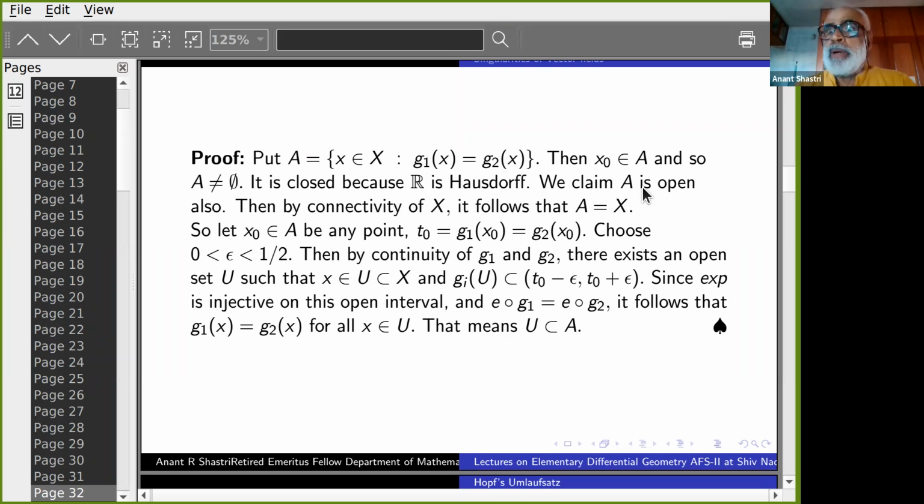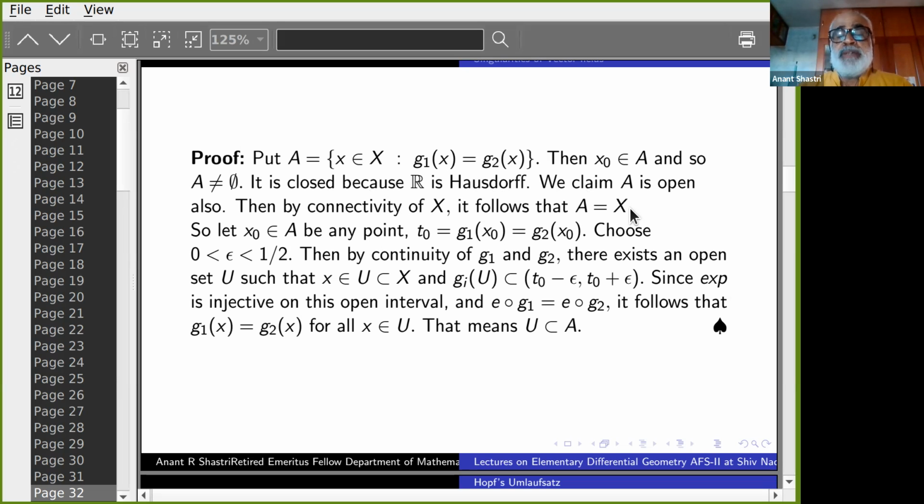Once we show that it's open, it is open, closed, and non-empty, but the whole space is connected, therefore it must be the whole space. This is the property of a connected space by the very definition: there are no proper subsets that are both open and closed. Proper means non-empty as well as not the whole space. These two things should be avoided, so it will be the whole space. So I want to prove that A is open, because closedness follows by the Hausdorffness of R.